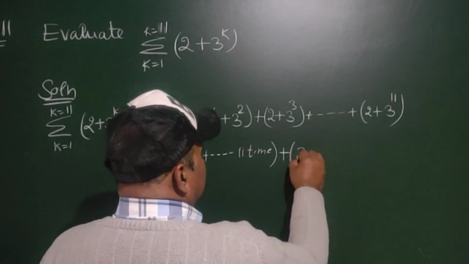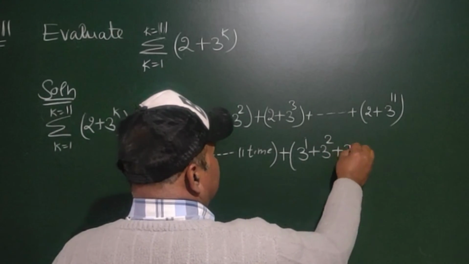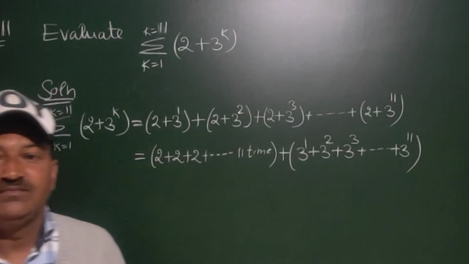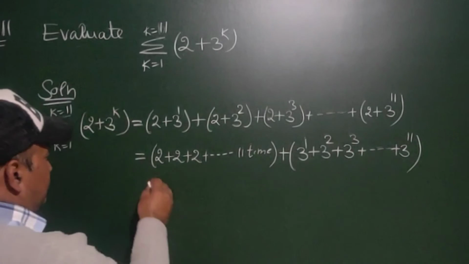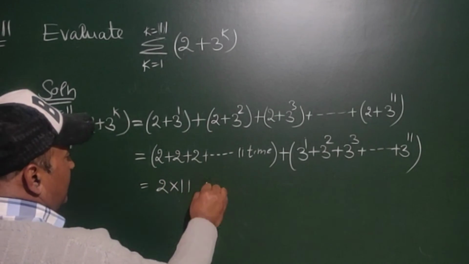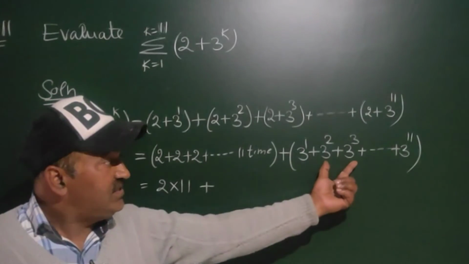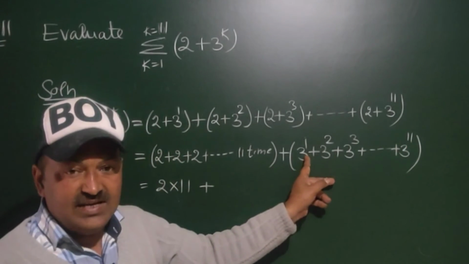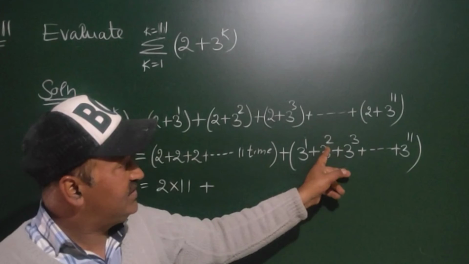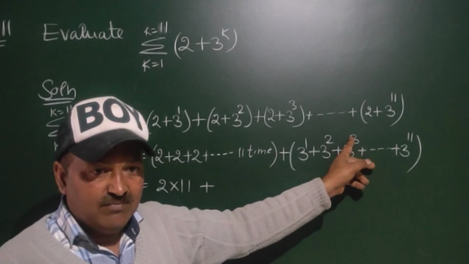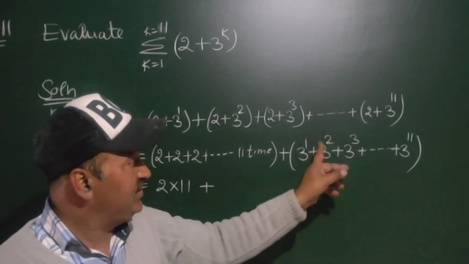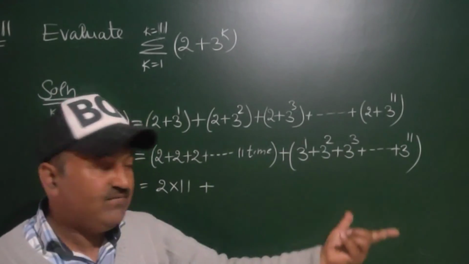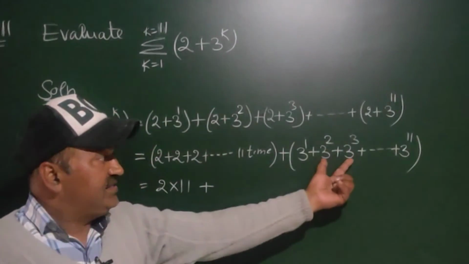plus 3^1 + 3^2 + 3^3 + ... up to 3^11. Now this simply becomes 2 into 11 plus, it is a GP having 11 terms, where the first term a is 3, the second term is 3 square, the third term is 3 cube, because T3 upon T2 is equal to T2 upon T1 and the value of r is equal to 3, which is greater than 1. So it is a GP.